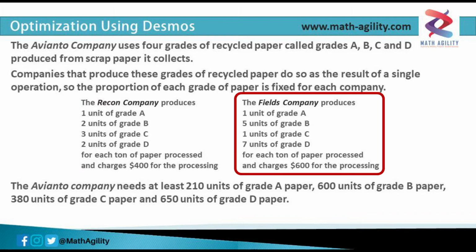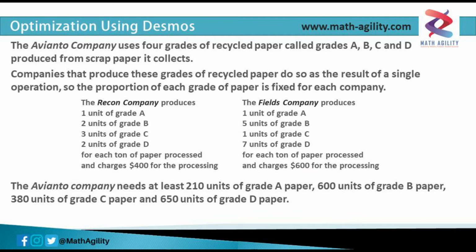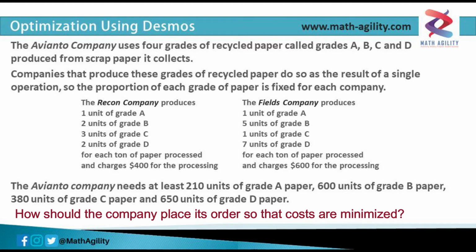The Fields company produces 1 unit of grade A, 5 units of grade B, 1 unit of grade C, and 7 units of grade D for each ton of paper processed, and charges $600 for the processing. The Abianto company needs at least 210 units of grade A paper, 600 units of grade B paper, 380 units of grade C paper, and 650 units of grade D paper. How should the company place its order so that costs are minimized?